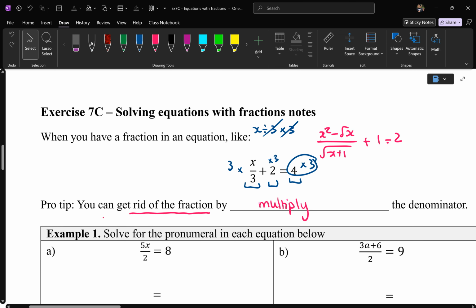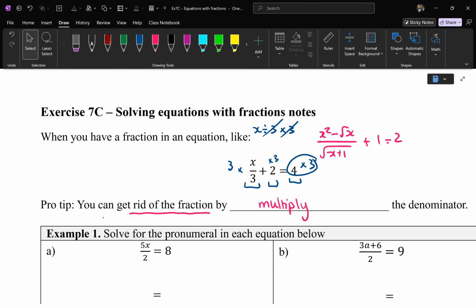So for this year 12 problem, if you see a year 12 student doing it and you want to give them a tip, how do you get rid of this divide square root of x plus 1? What do you times it by? By the square root of x. By the square root of x plus 1.